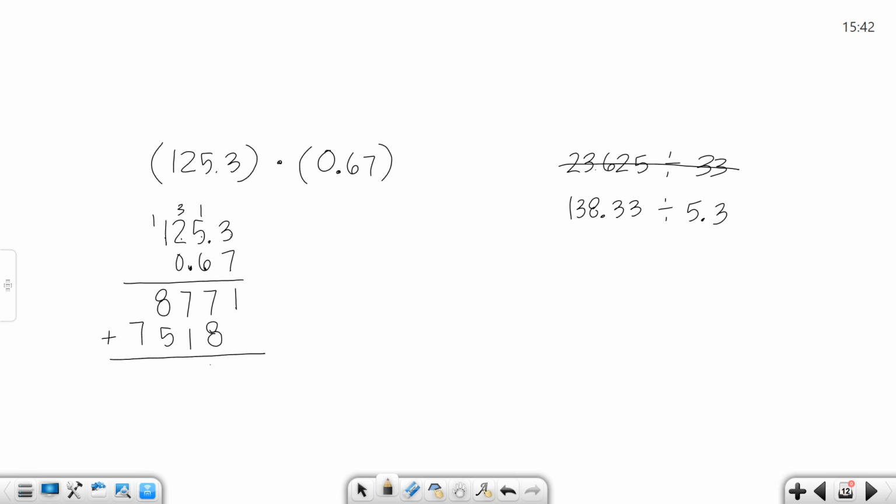And then we add them up. So we get 1, 15, we carry. That gives me a 9. 13, we carry, and that gives me an 8.